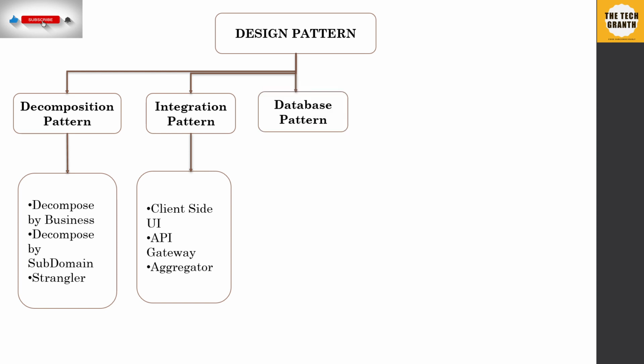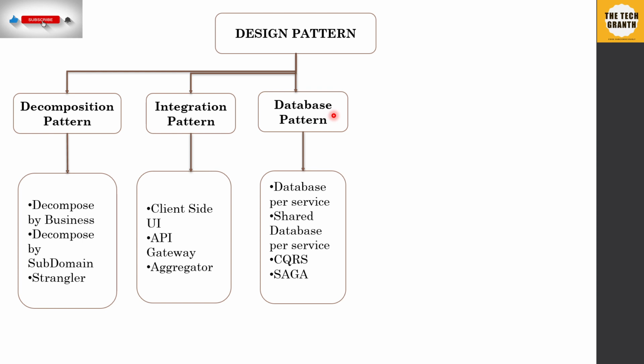The third one is the database pattern. The database pattern deals with how you will use databases in architecting your system, how many databases you are going to use, and how you will architect your system for where you will write the data and from where you will read the data. All those things come under the database pattern. The various subtypes of the database pattern are database as a service, shared database, database per service, CQRS, and Saga. We'll talk about all these in detail in this video itself.